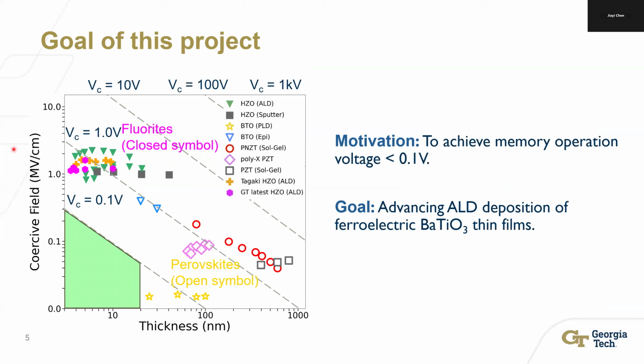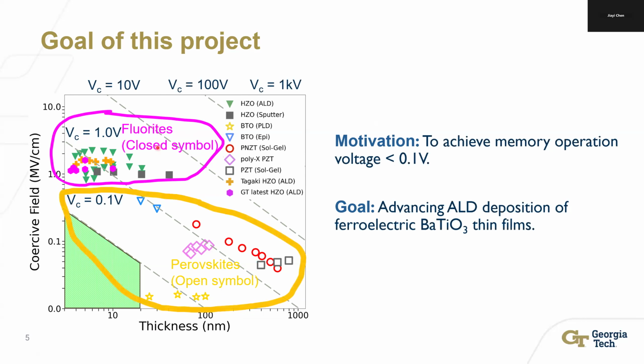Because if we look at the graph on the left, as we scale down the thickness, ferroelectric materials' coercive field and coercive voltage are both changing. For the popular hafnium zirconium oxide, the fluorite ferroelectric materials, the coercive voltage is around 1 volt. However, for more classic perovskite ferroelectric materials, the coercive voltage can be as low as 0.1 volts.